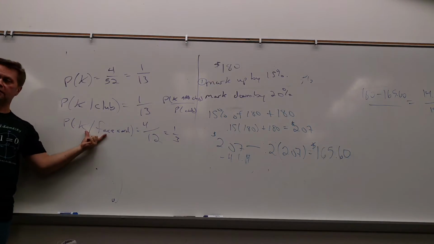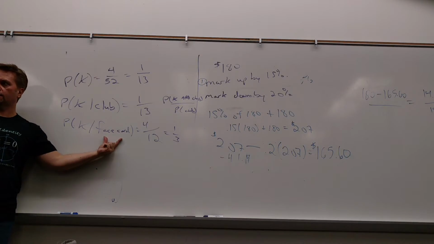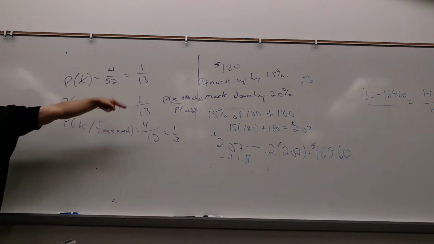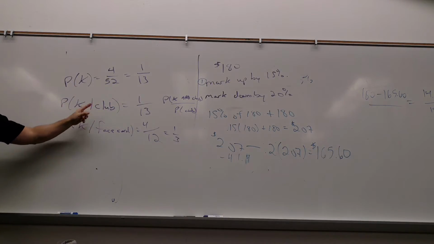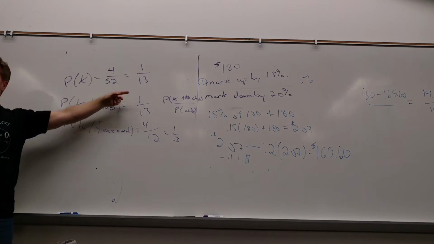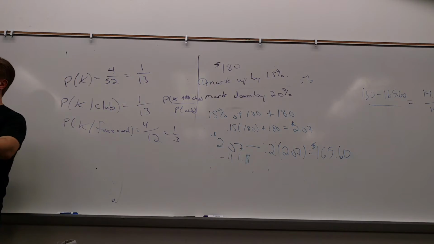So these would be dependent. The probability of king depends on if it's a face card or not. But the probability of king doesn't care if it's a club or not. So that's the probability of A given B equals the probability of A. It stayed the same. These are independent. These are totally dependent, because they change.